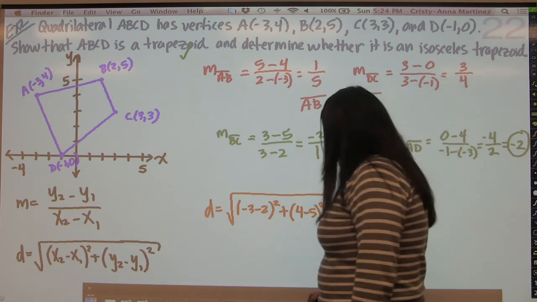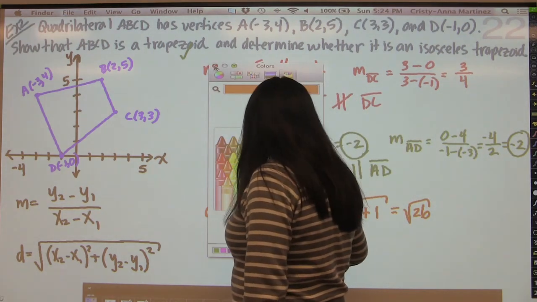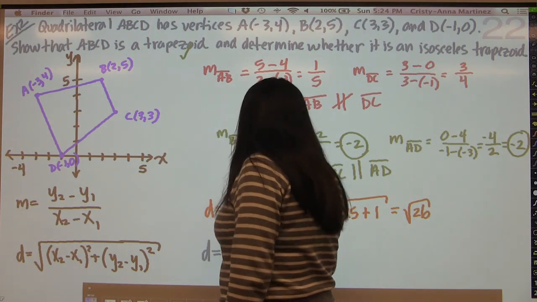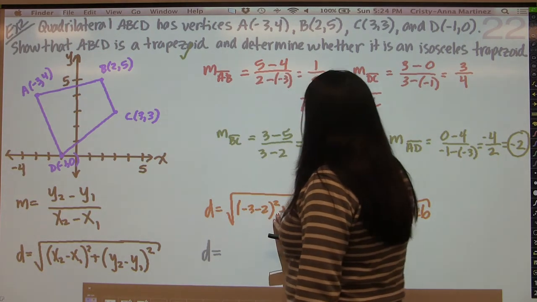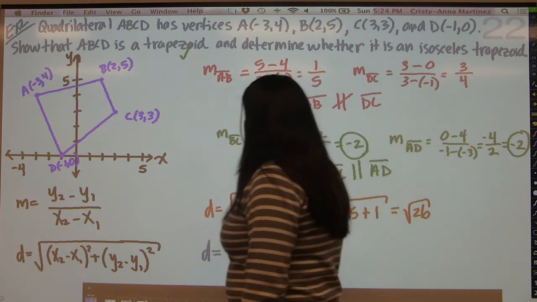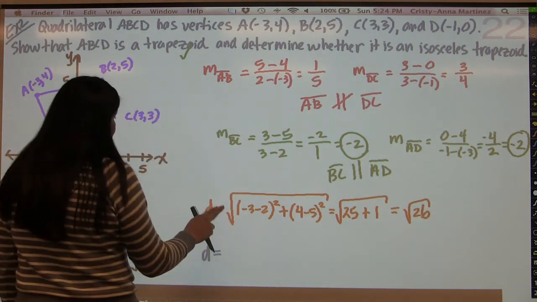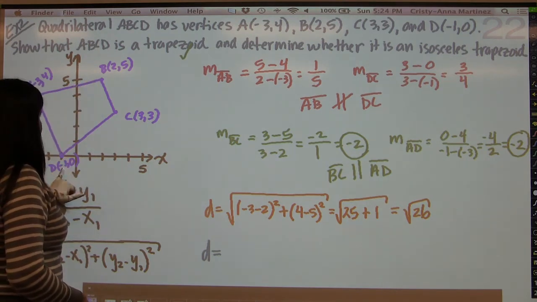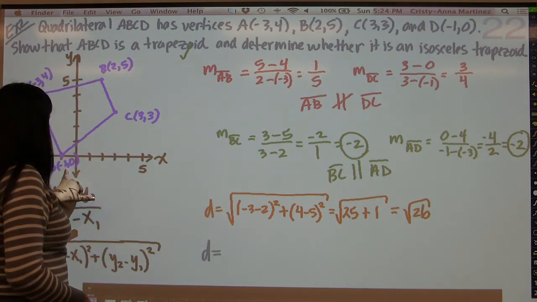Then we're going to try the distance, that was the distance between A and B, these two. Now we're going to do the distance between D and C. So we're going to go negative 1.